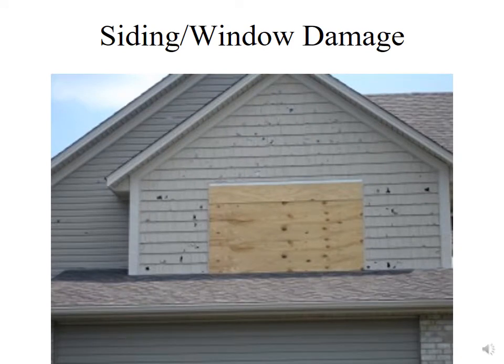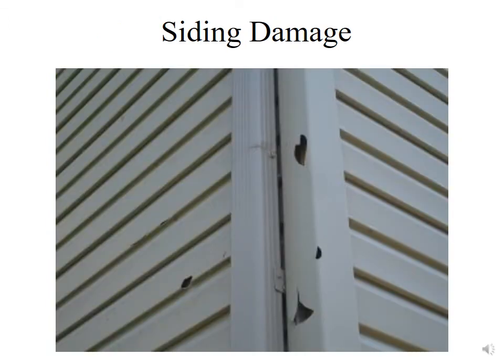Here we have hailstones that were coming down at an angle, and they were able to punch through the siding of this house and actually break the window. So here's a close-up of the vinyl siding that has had holes punched in it by hail coming down at an angle.